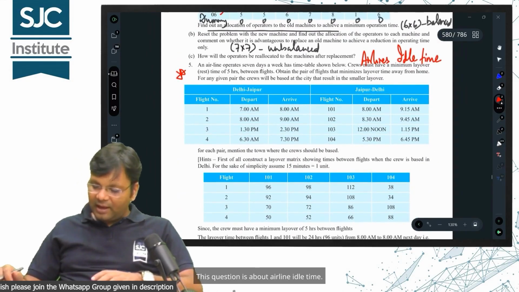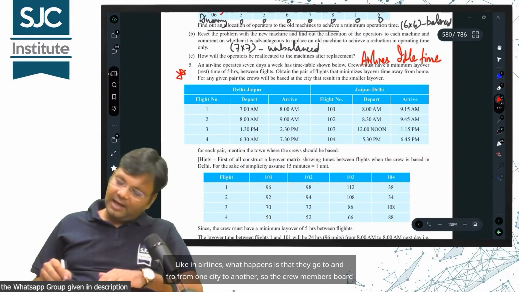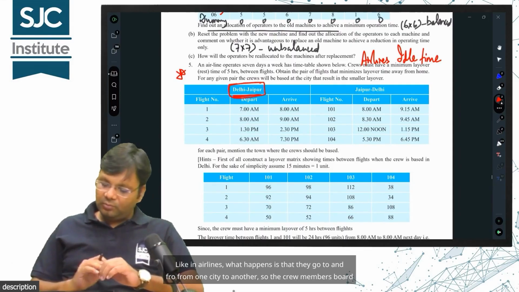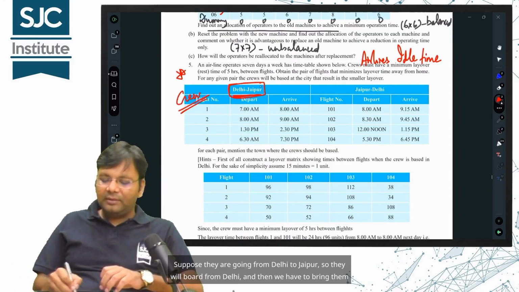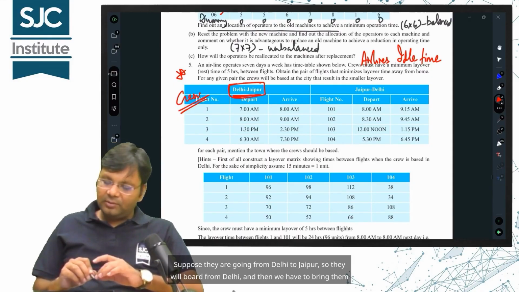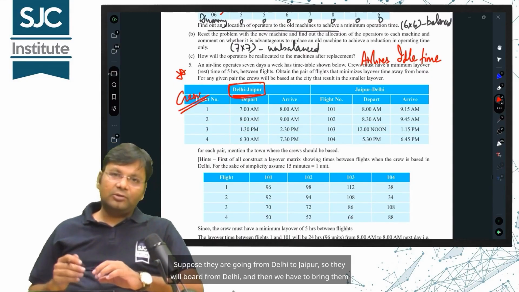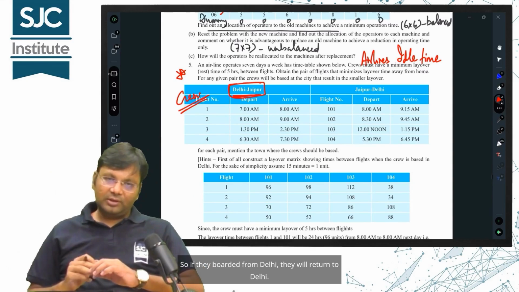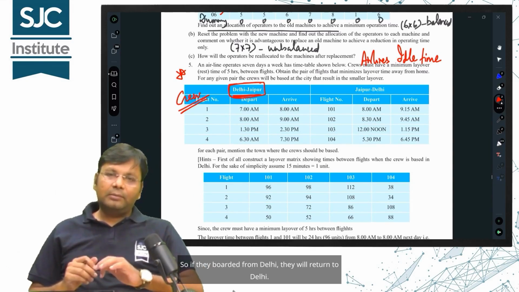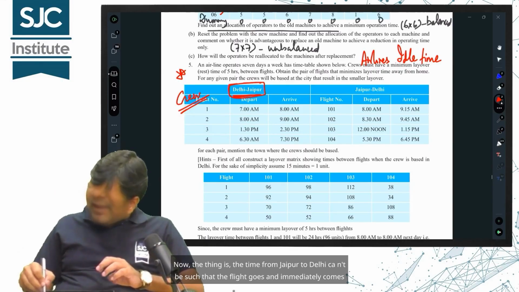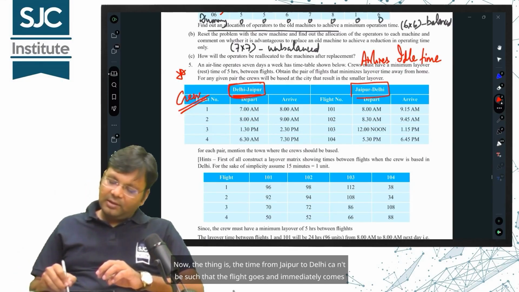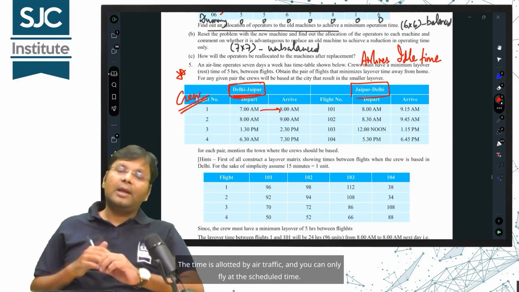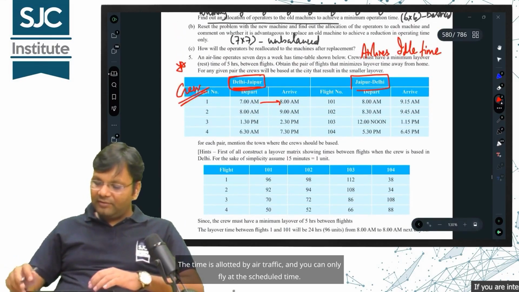This question is about airline idle time. Like in airlines, what happens is that they go to and fro from one city to another, so the crew members board from here. Suppose they are going from Delhi to Jaipur, so they will board from Delhi, and then we have to bring them back to Delhi to release them. We can't just leave them in Jaipur, right? So if they boarded from Delhi, they will return to Delhi. Now, the time from Jaipur to Delhi can't be such that the flight goes and immediately comes back. That's not possible. The time is allotted by air traffic and you can only fly at the scheduled time.